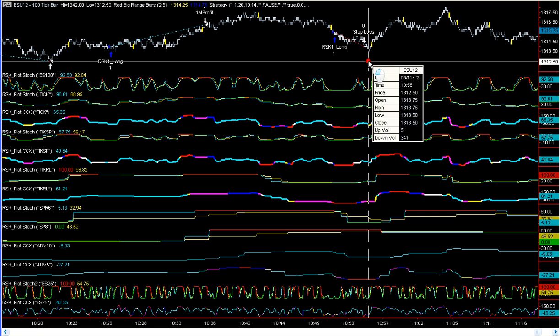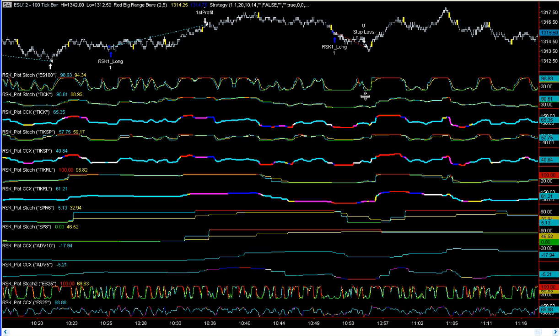So I would have looked for another opportunity to get long right in here, as you can see, either right in there. And we have a divergence right in here. That would have worked well. So the strategy is set up for specific rules. It doesn't look for every opportunity for trading, but we're getting good results off of the strategy as well.